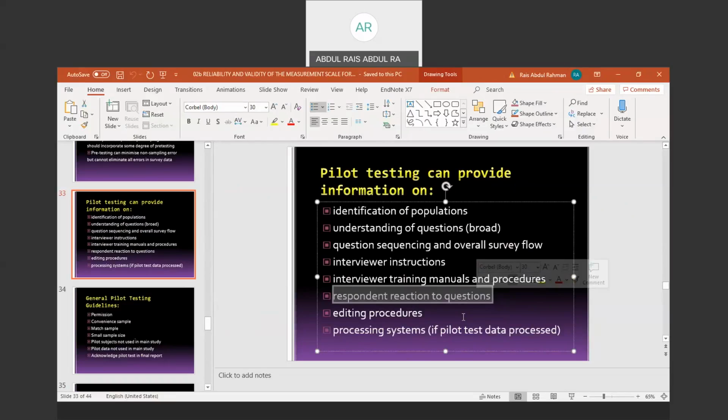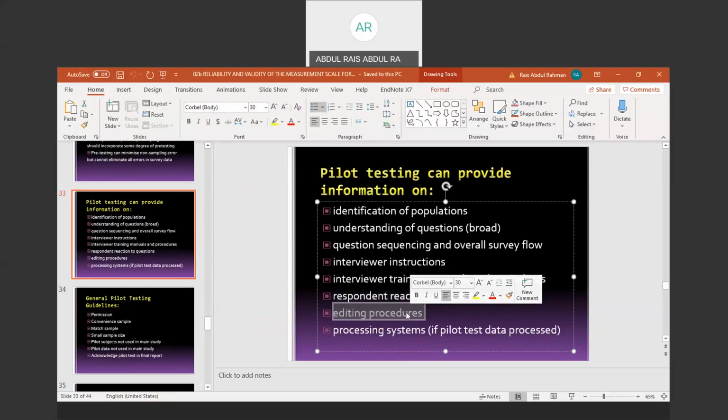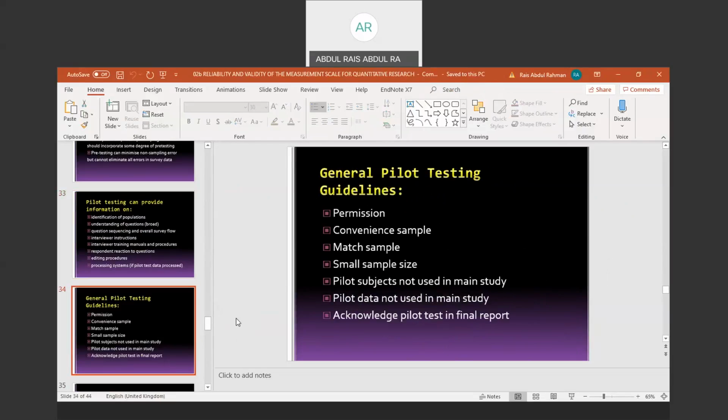Okay. And based on that reaction, kita boleh identify lah what are the editing procedures that we need to make the question as during the pre-test to, if it's average, maybe bring up to good, or maybe from good, make it better. Okay. All right. These are the general guidelines.